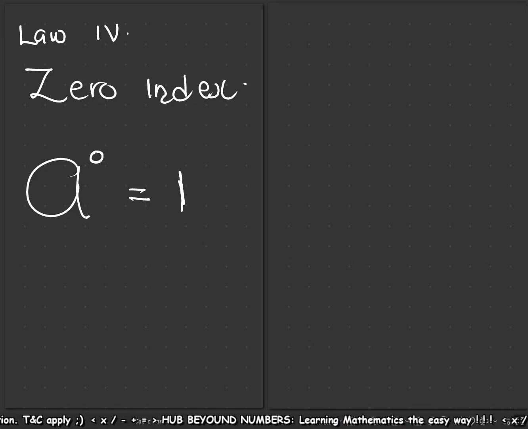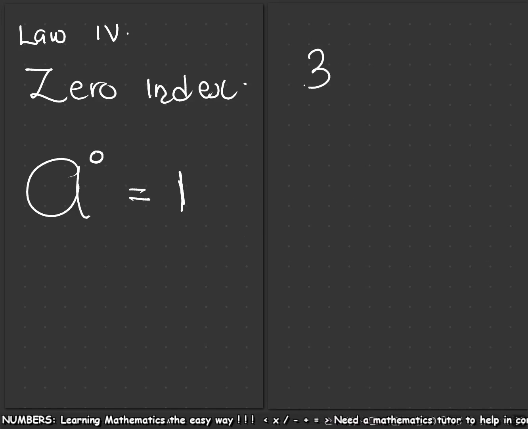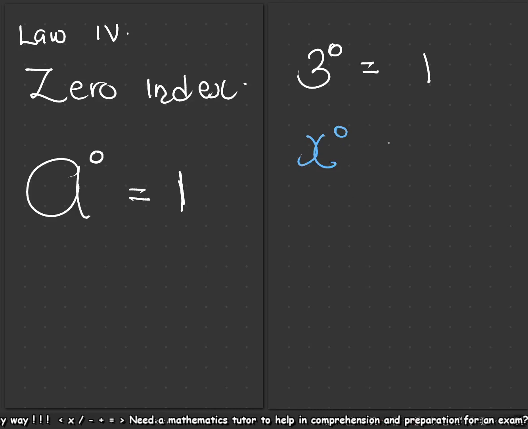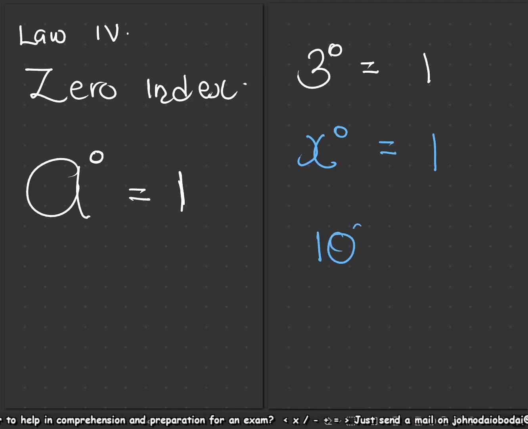These are very, very simple. And all it simply means is if you have 3 raised to the power 0, it is what? 1. If you have x to the power 0, it is equal to 1. And if you are asked to solve for x, x can be any number apart from 0. 10 raised to the power 0 would also give us what? 1.